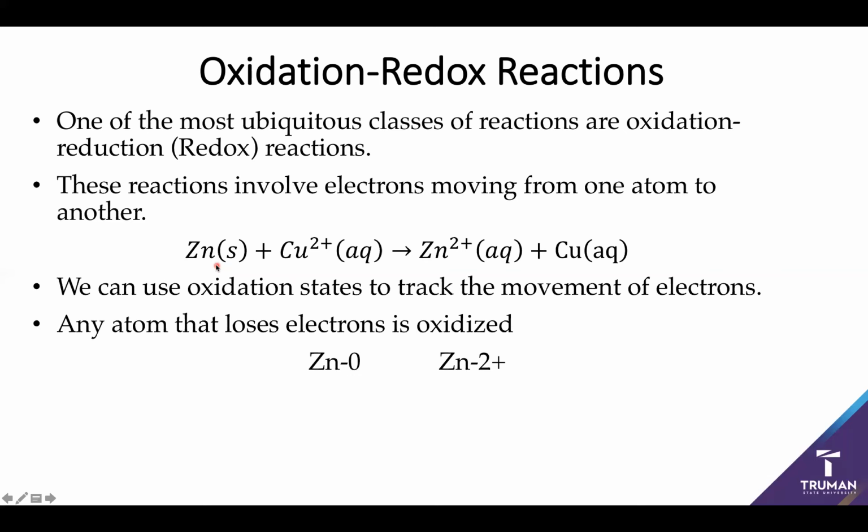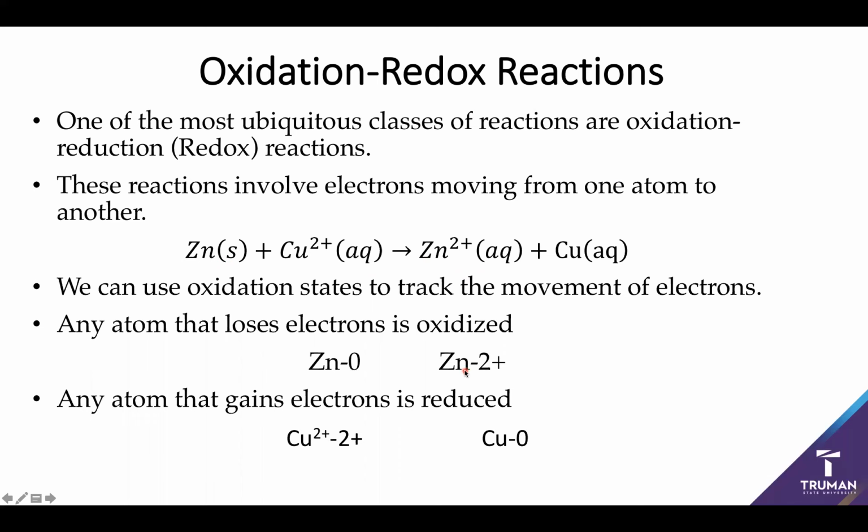So again, zinc starts with an oxidation state of 0, or a charge of 0 in this case, and moves to a charge of 2+, which in this case is an oxidation state of 2+. And any atom that gains electrons is reduced. The reason we say that is because the oxidation number goes down.